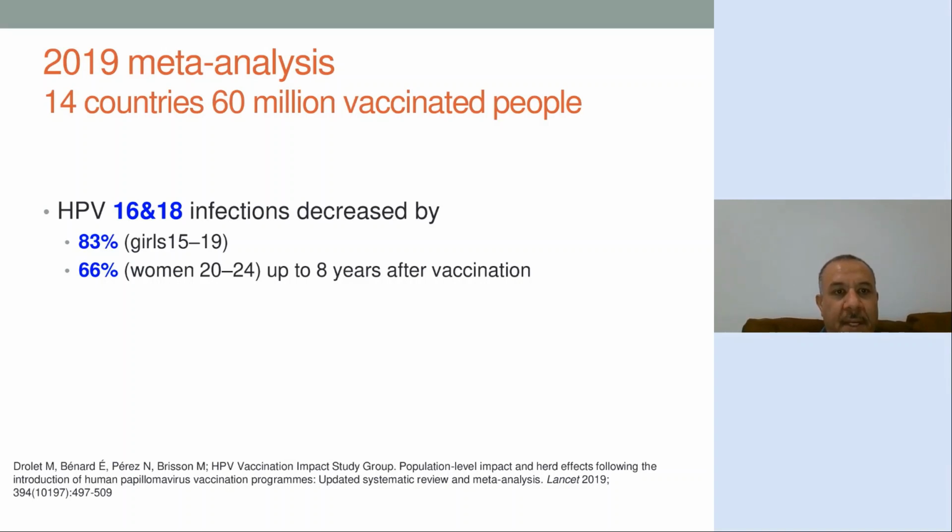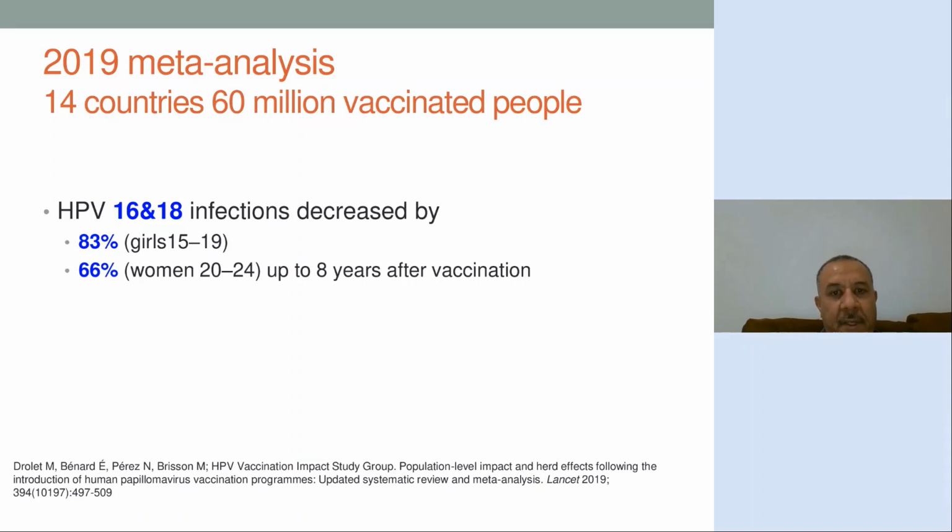Now, this is a very recent meta-analysis. It was in 2019, and it was conducted in 14 countries, targeting 60 million vaccinated people. They found that for strains 16 and 18, there was a reduction in the cancer related to them by 83% below the age of 20 and 66% above the age of 20. And you will notice the same in the next slides, that the efficacy of the vaccine is more in the younger ages. This is why it was introduced at the start around 12 years of age.